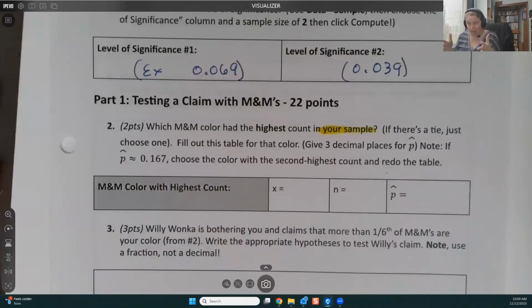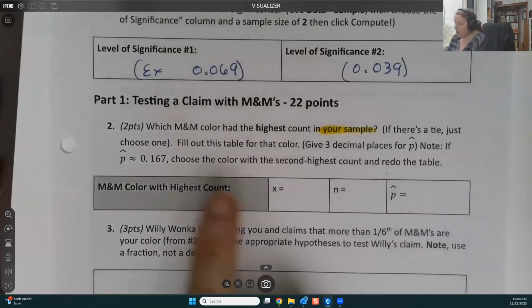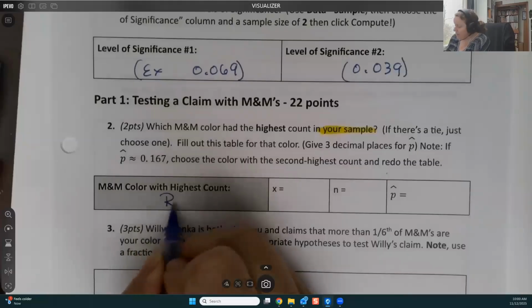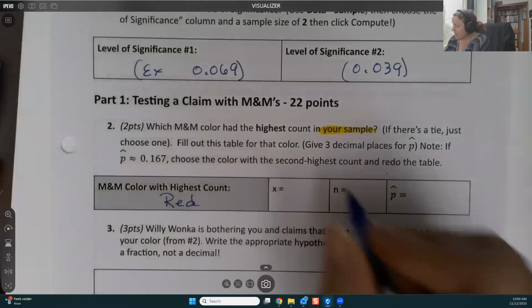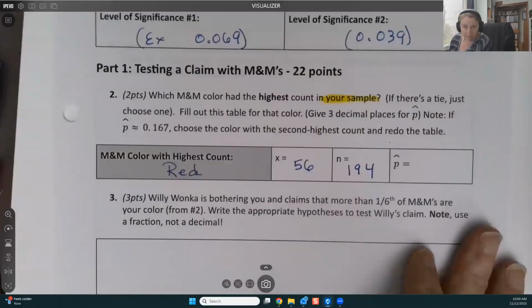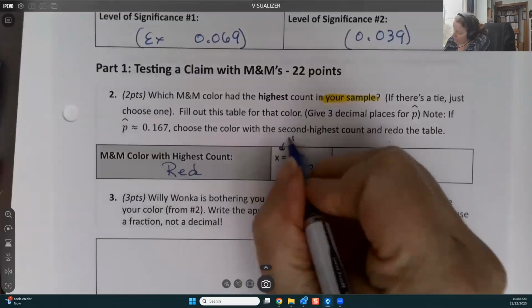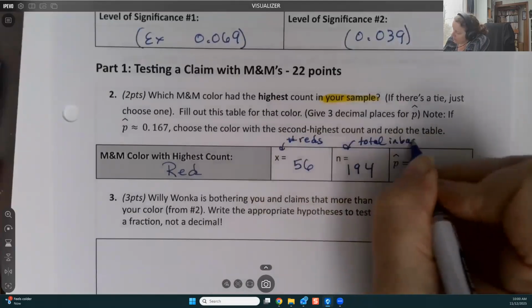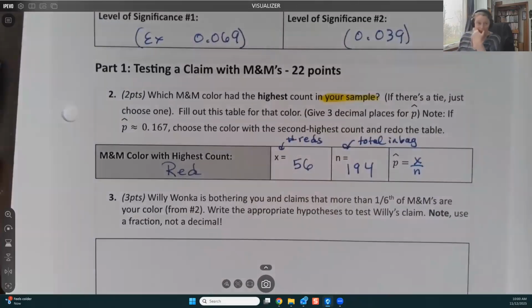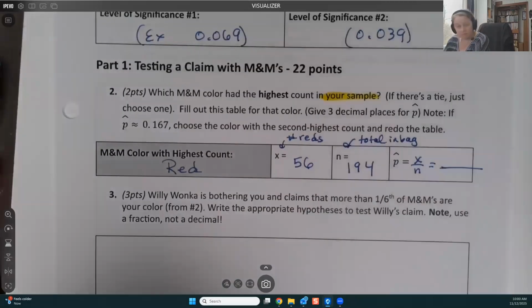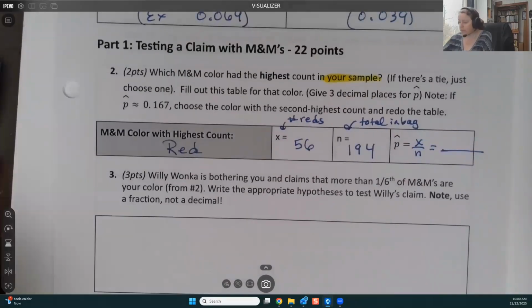So you go to your M&M bag and you say, which color had the highest count in my M&M bag? Let me say red. So suppose red was the highest and it was 56 out of 194 or something like that. This is the number of reds, this is the total in the bag, and this is supposed to be X over M. You have to find it to 3 decimal places.